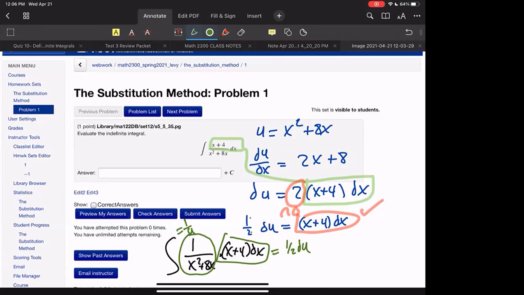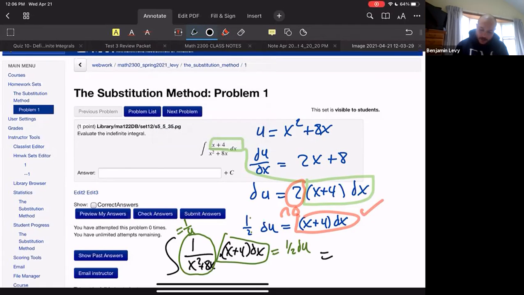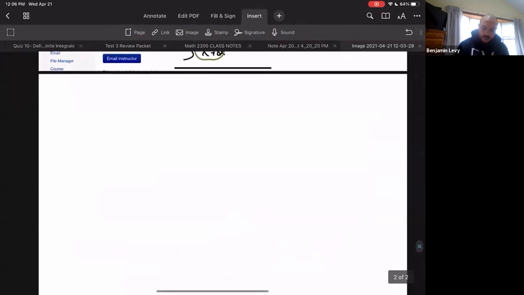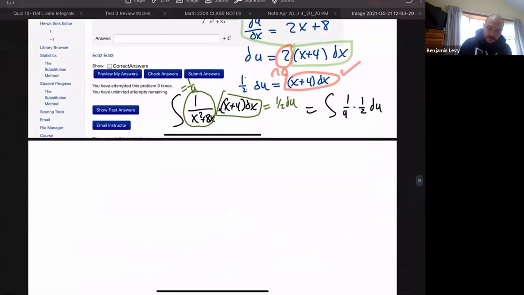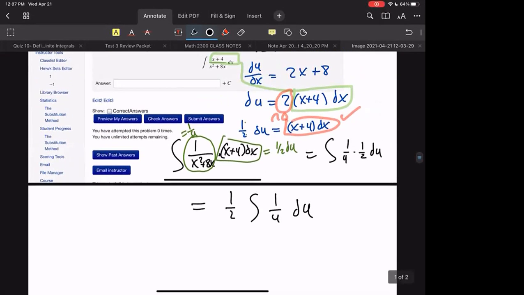So wouldn't it be u to the -1? Yes, but we have a specific rule for 1 over u. So wouldn't it become like ln or something like that? It becomes ln, right? How's the substitution look? Because then we ignore the 1/2 and we just do 1 over u du. Thoughts about it?